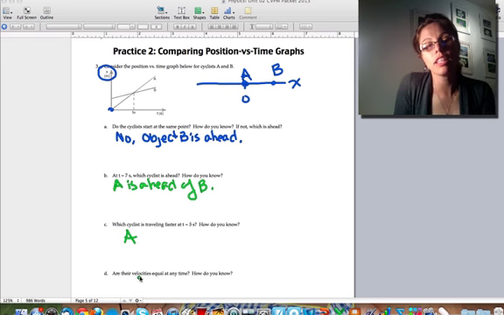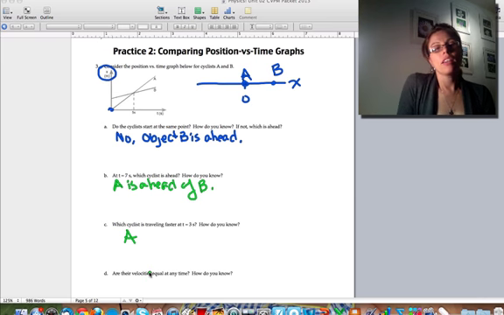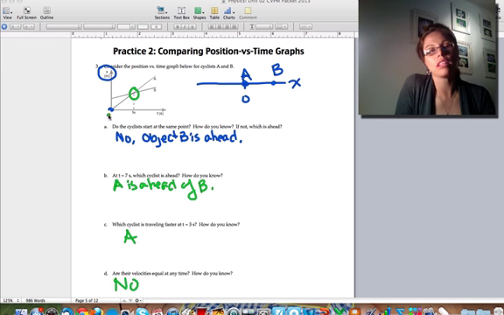Are their velocities equal at any time? Some people want to say that they're equal right here, where the lines cross. But the slopes aren't equal, they're just meeting at the same place. So are their velocities equal at any time? The answer to this one is no. They're not equal at any time. A always has a steeper slope. B's slope is always not quite as steep. So A is always going faster.